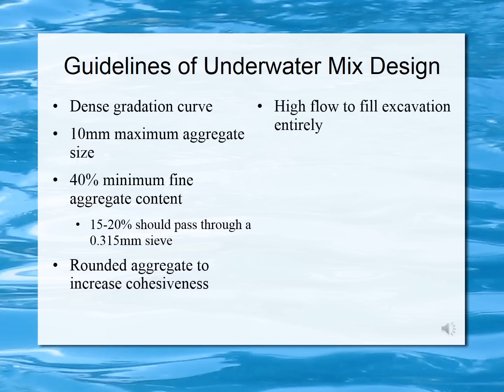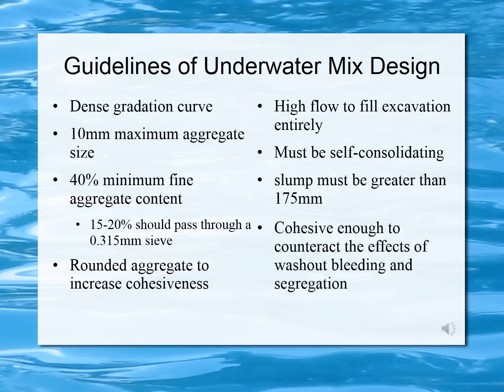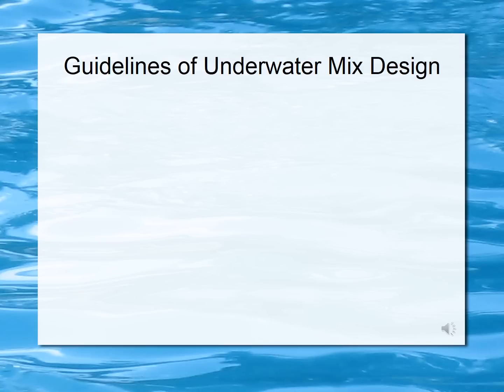Self-consolidating is necessary as the mix must spread and merge under its own weight. For most cases, mechanical consolidation or a vibrator cannot be used. Because of the buoyancy of the water, the weight of the fresh concrete is reduced. Therefore, a slump value of greater than 175 mm is required. The mix must be cohesive enough to counteract the effects of washout, bleeding and segregation. Increasing cohesion has an inverse effect on the flowability of the concrete. Admixtures are added to the mix to counteract these problems.